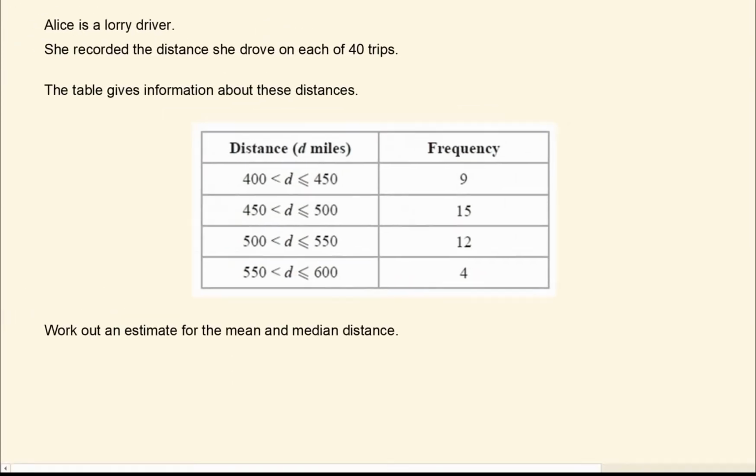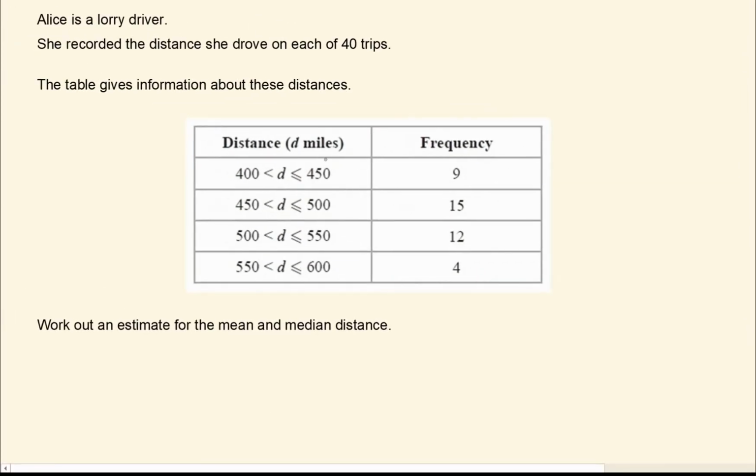So frequency tables look like this. You basically have some sort of category. This could be an actual number, or it could be a range of numbers. So it's distance, then a frequency, which is how many times that number appeared. So this 9 means we had 9 numbers between 400 and 450. What we're going to do is work out an estimate for the mean and the median distance.